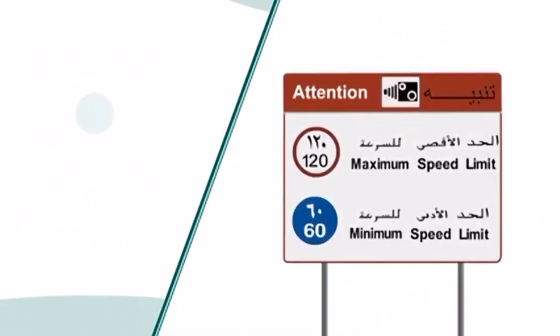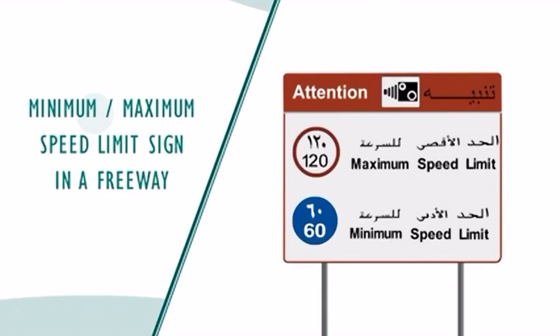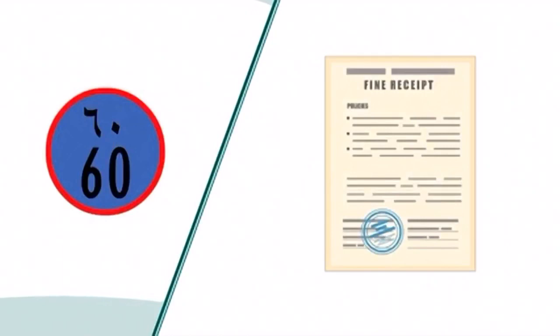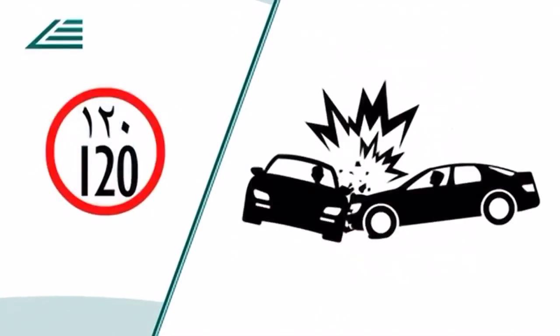This sign informs the motorists that the minimum speed limit on the freeway is 60 km per hour, whereas the maximum speed limit is 120 km per hour. These signs can be commonly seen on freeways. Driving below the minimum speed limit without any reason may disturb other road users, and it may also incur a traffic fine. It is also important to understand that driving beyond the maximum speed limit involves high risk and may lead to a crash.